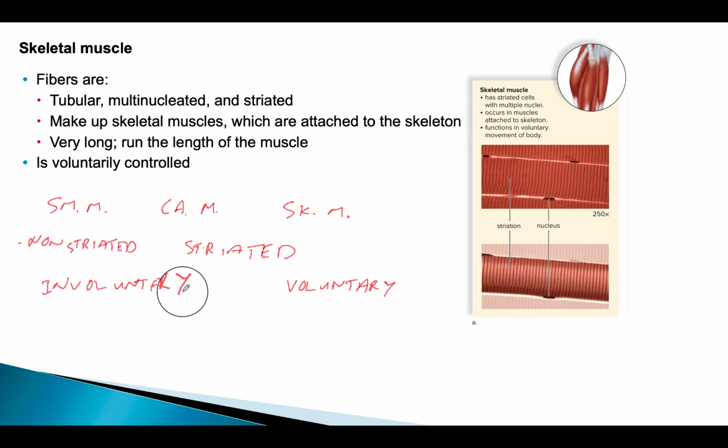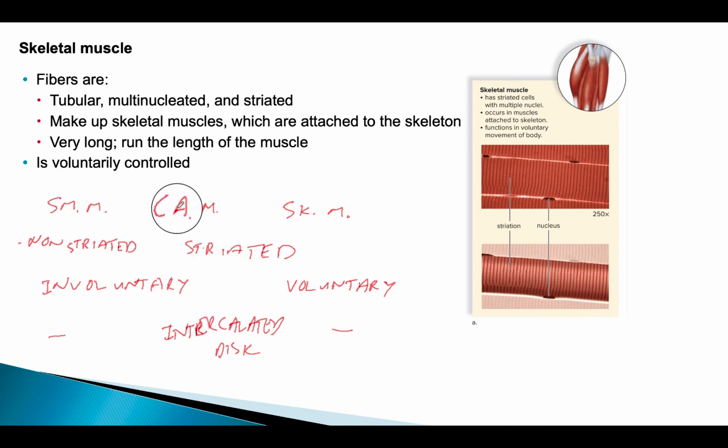The other thing that is unique with regards to the cardiac muscle is that this one has the intercalated disc. So I just put here intercalated disc. And this one does not, this one does not. All right, so that is what's unique.